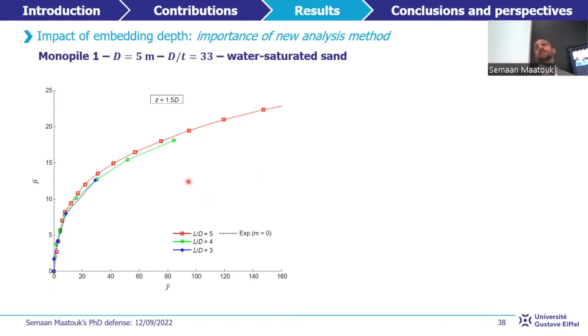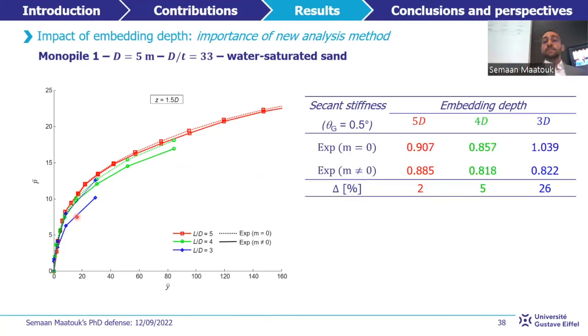The results, whatever the embedding depth is, are almost similar for the three different tests. However, with the consideration of the distributed moment m, a softer response is obtained as L over D decreased, with the largest difference obtained for the shortest pile.